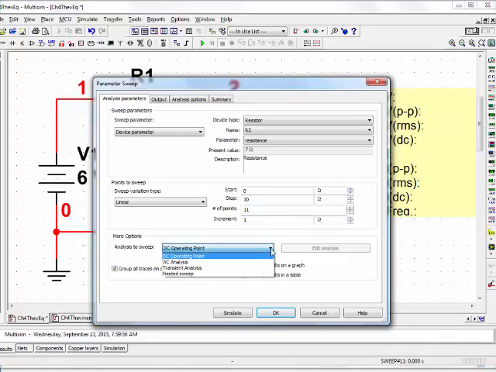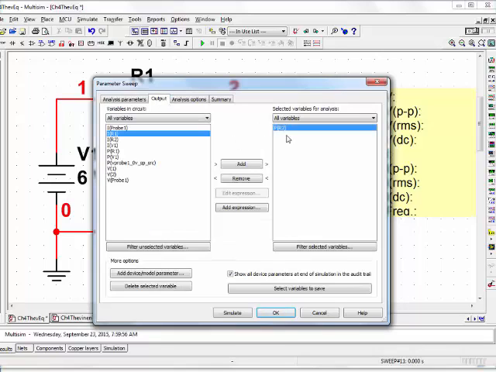I could do AC analysis, DC operating, transient. I want a DC operating point. I want to know where the circuit is operating for each value that I changed the resistance or the parameter. And I would like to display results on a graph. I can display on a table or I can display on a graph. So I'm going to display my results on a graph.